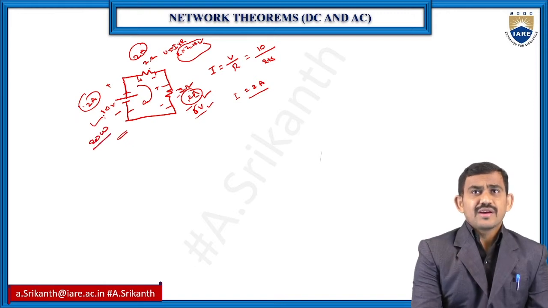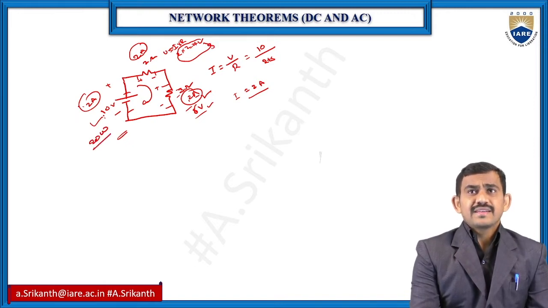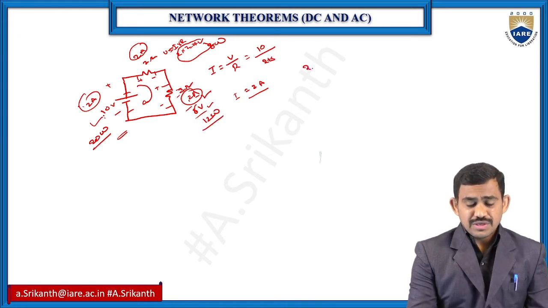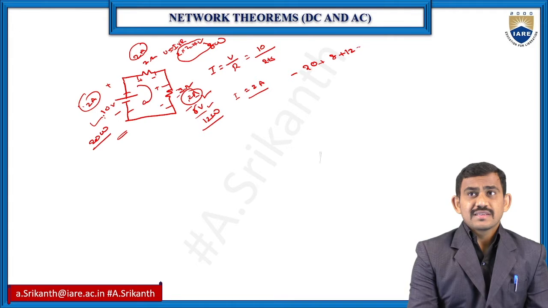Here how much power do we have? 2 into 4, 8 watts. Here 6 into 2, 12 watts. Then the summation of power is equal to minus 20, plus 8, plus 12. So how much will we get? 0.